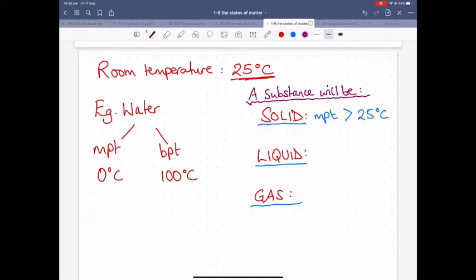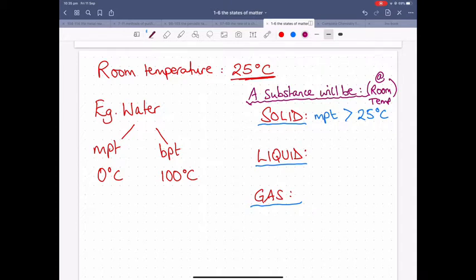So it's understood as follows. A substance will be a solid at room temperature if its melting point is greater than 25 degrees C.